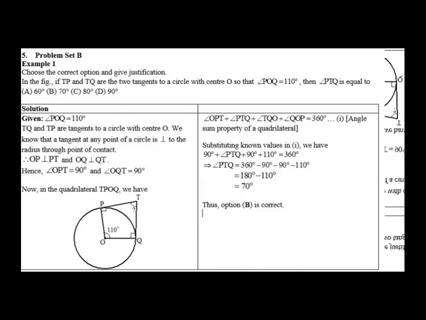Let us solve few more examples. In the figure, if TP and TQ are the two tangents to a circle with center O, so that angle POQ is equal to 110 degrees, then find angle PTQ.